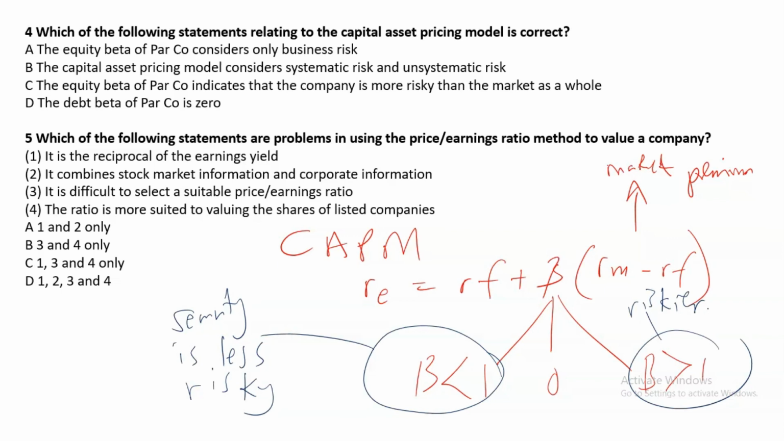What about the one with a beta of zero? If you put a zero on this formula, it means that the cost of capital Re will be equal to the risk-free rate, as all these will become zero. So it's an investment that is actually not being affected by the systematic risk. There is no systematic risk in that particular environment.